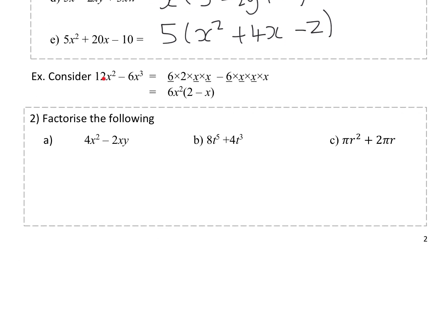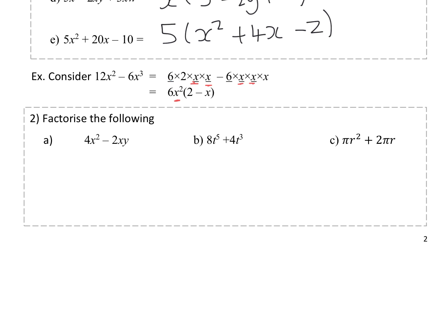If we then look at this example here, we've got 12x squared minus 6x cubed. If we break the numbers down with the highest common factor, you can see it is 6. So 12 is 6 times 2, and 6 is just 6. If we break down what x squared means, x times x, and x cubed means x times x times x. As you'll see underlined there, x is common, but it's common again. We've actually got x times x, which is common, or x squared is common.